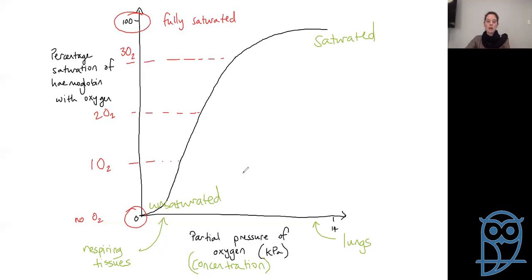So if we find a place in the body which has a certain partial pressure, and we go up and look, oh okay, this is going to be 75% saturated. So a little bit of oxygen lost, donated to the tissues, but the bulk of the oxygen is still with our hemoglobin, ready to transport somewhere else where it's needed. Are we happy?